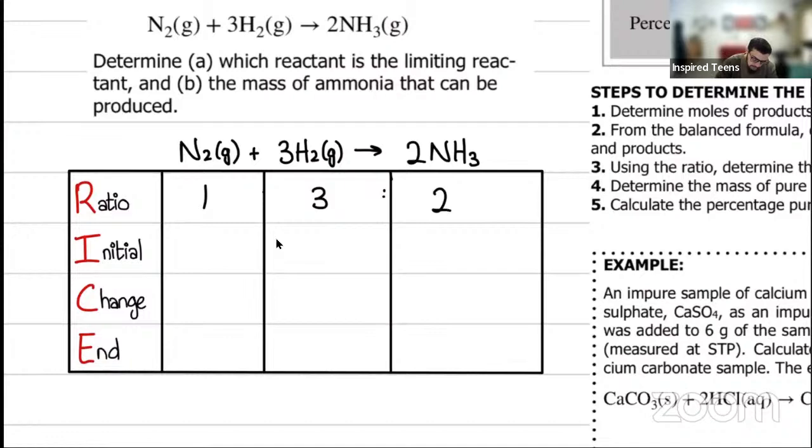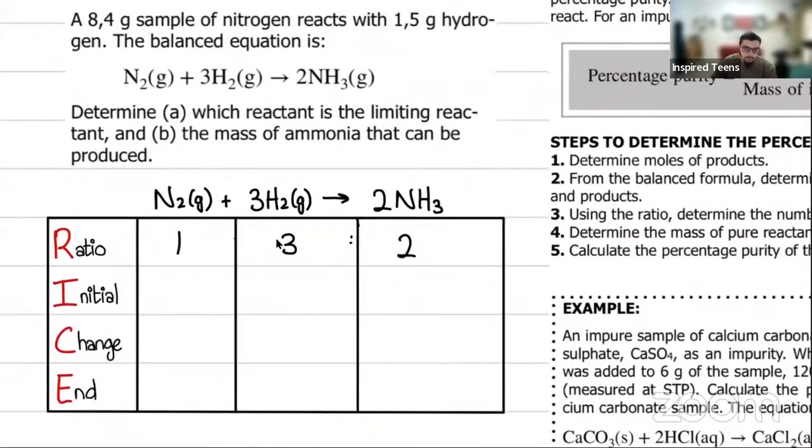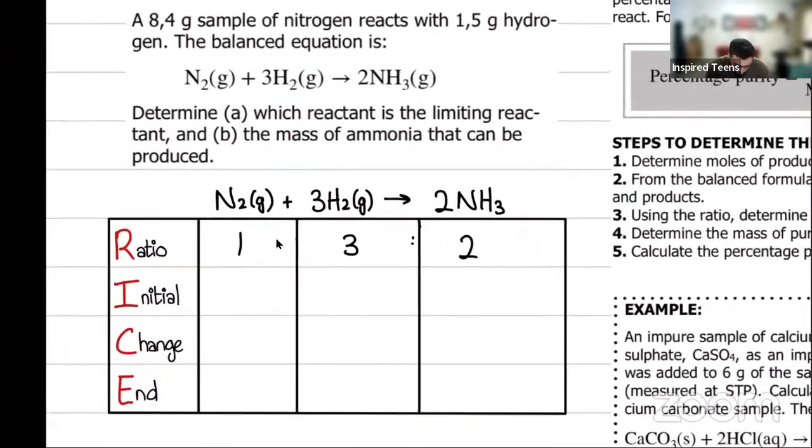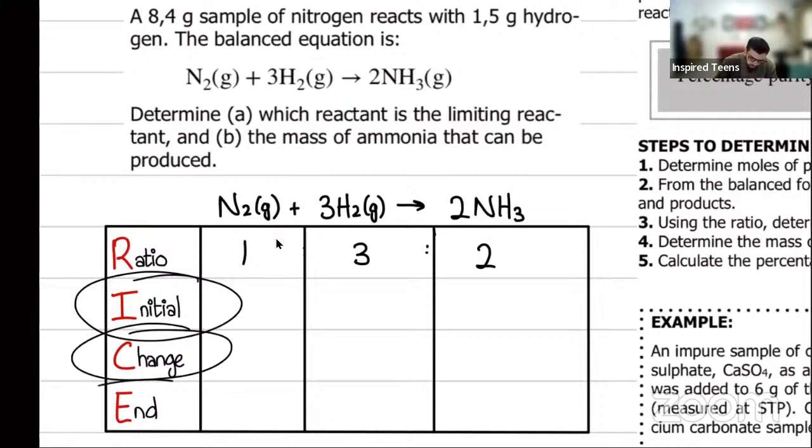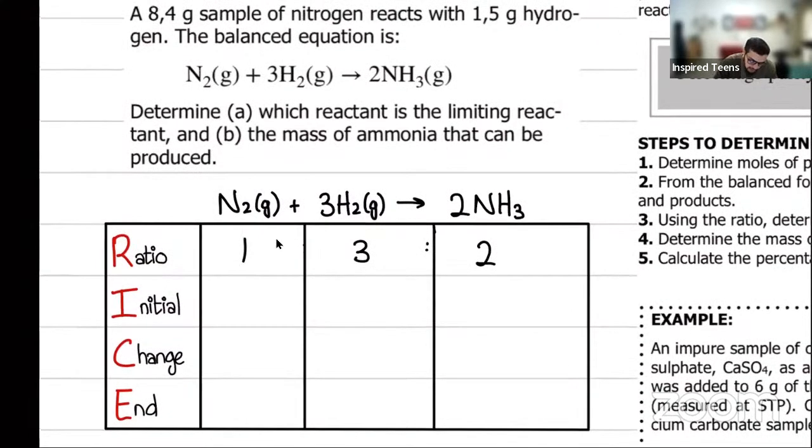Now, when we look at our sentence, one thing that's very important in chemistry is actually the English, the written part of the chemistry. You have to understand what they are telling you. And you'll see in this case, you have to understand whether you are given the initial, whether you are given the change or whether you are given the end. So what happens is an 8.4 gram sample of nitrogen reacts with 1.5 gram of hydrogen. The balanced equation is as follows.